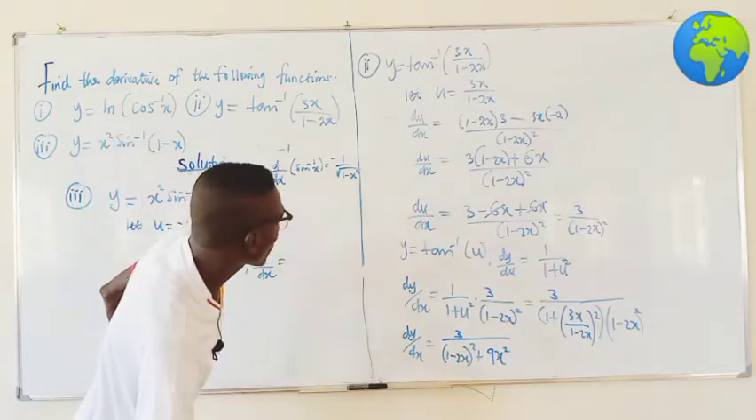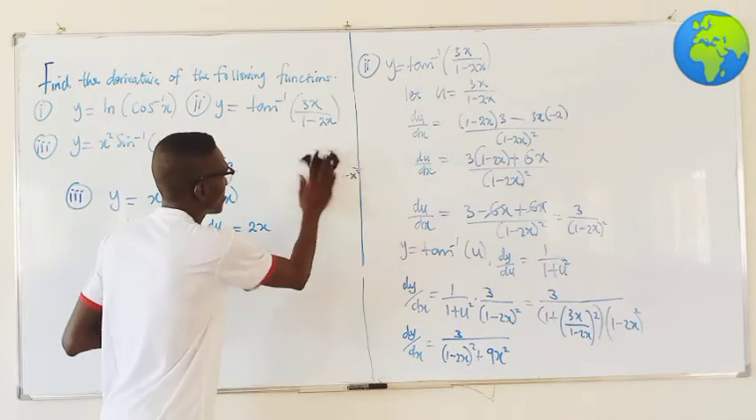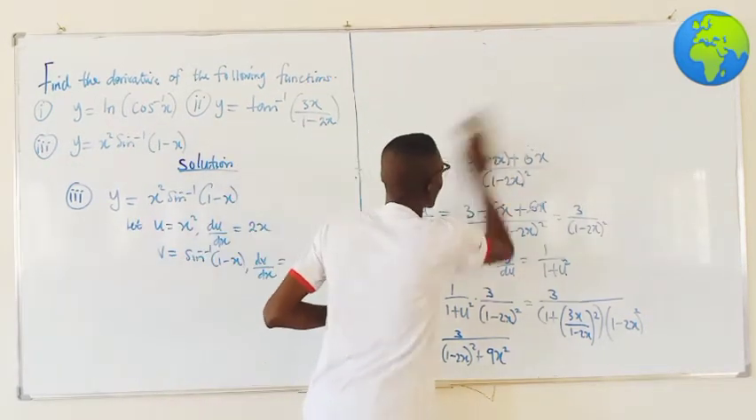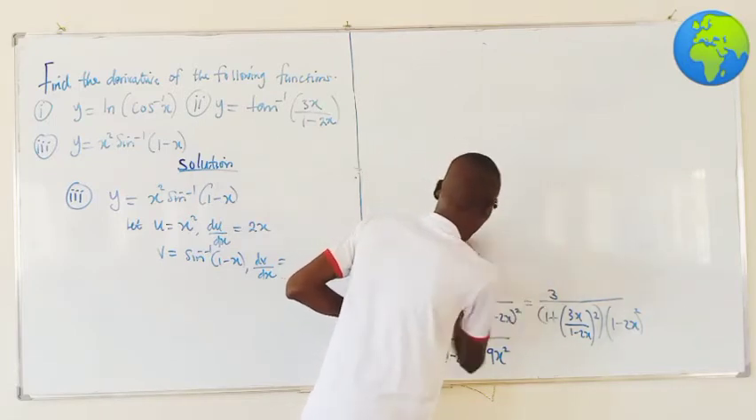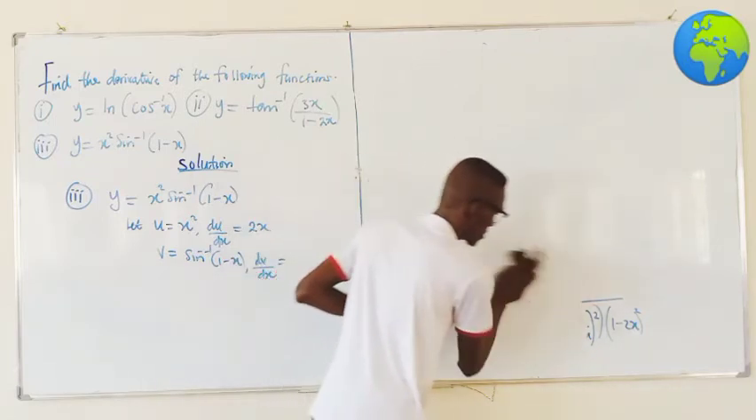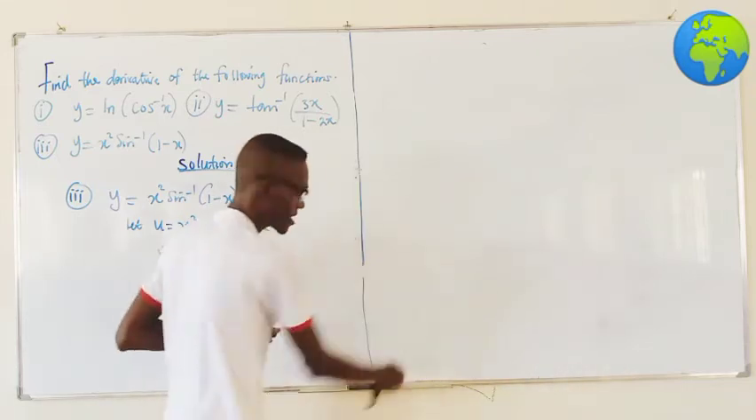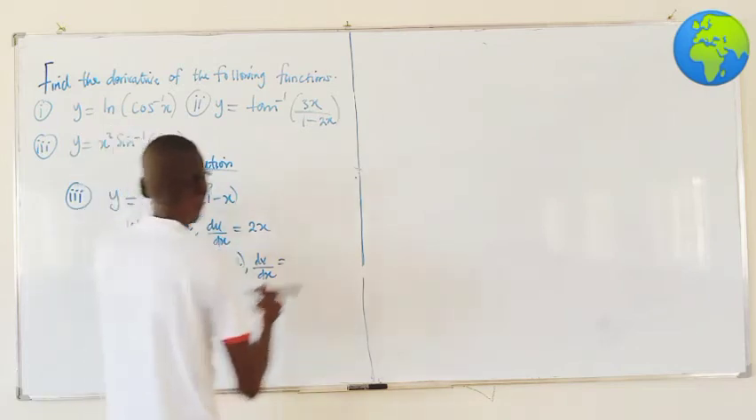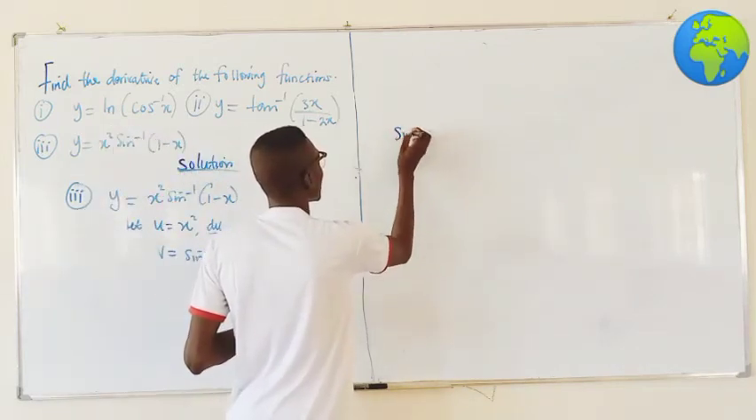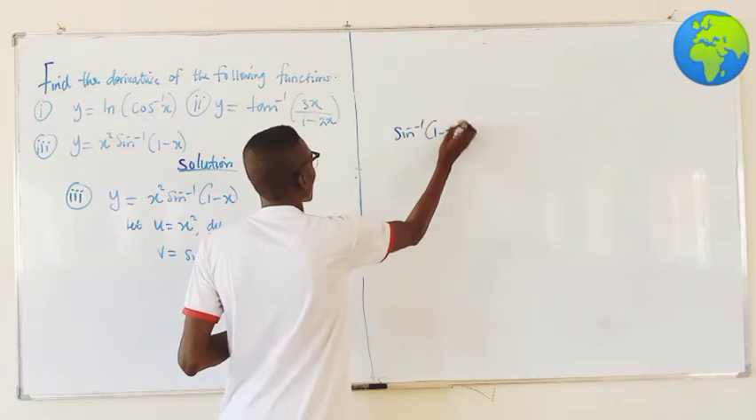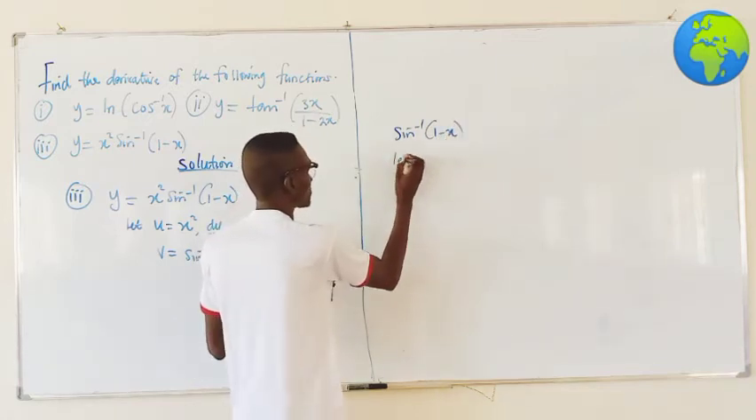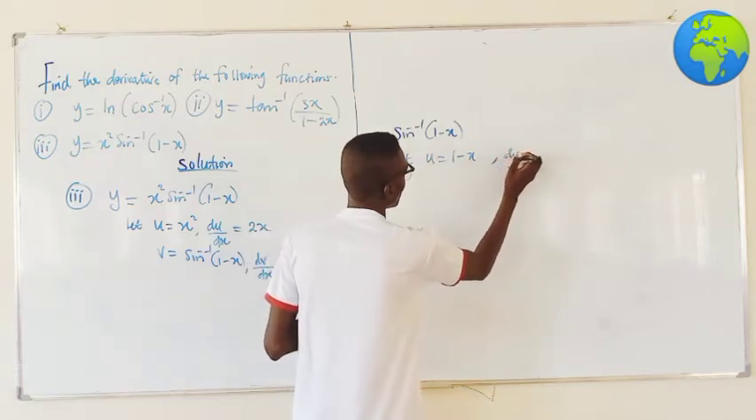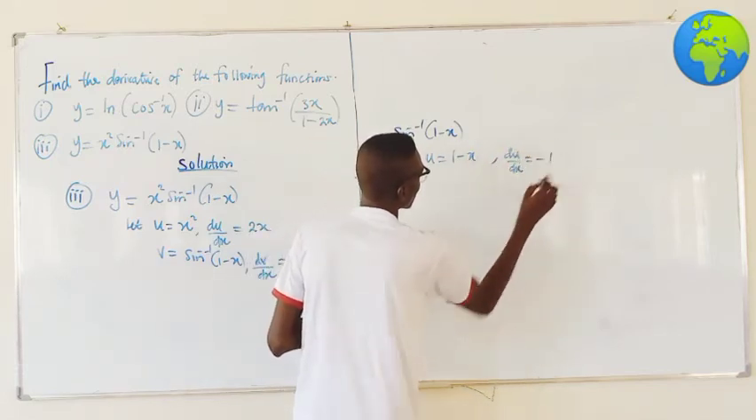In order not to confuse you, let me just differentiate that separately, because it will look confusing. You just need to differentiate the function, because if I would just do it straight there, you'll be lost about how I got to that point. So if I would differentiate sine inverse of 1 minus x, what's the first step? You let u be the inside, 1 minus x. From here, what is our du dx? Du dx is minus 1, right?